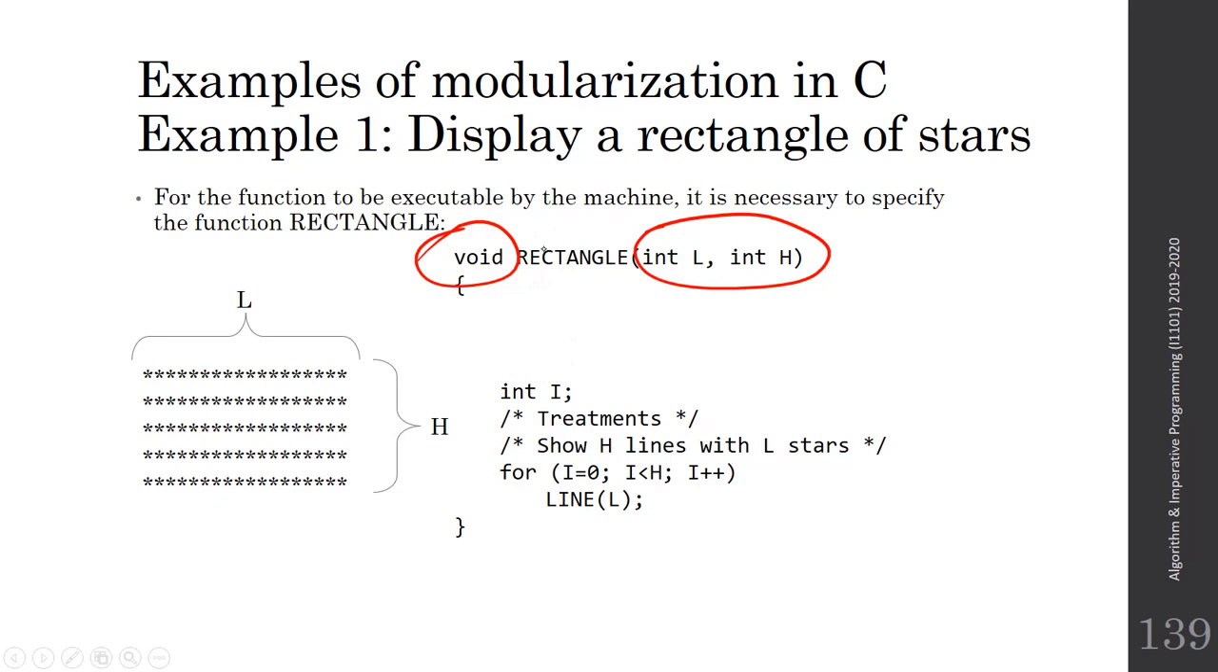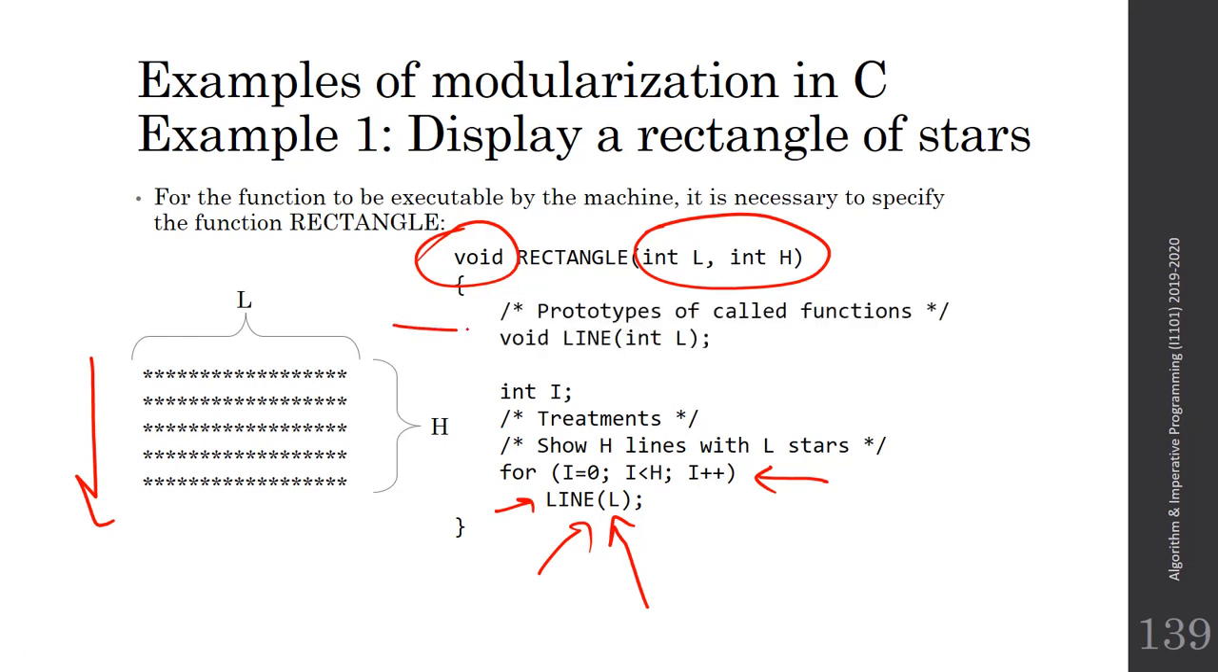To print the rectangle, I'll be using another function called line. I'll be looping H times, and I'll be printing a line of L stars. So again here I'm using a function line. Line takes one parameter, the value of L, and it doesn't return anything, so it's of type void. Again, I need to tell the compiler that I will be writing the function line later on in the code.